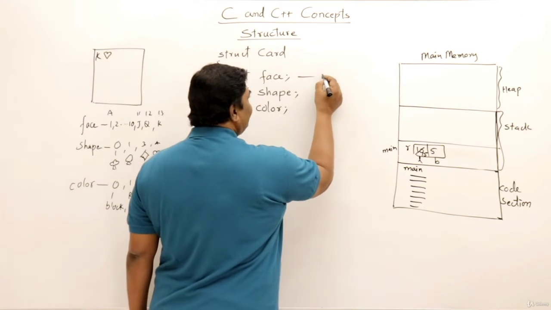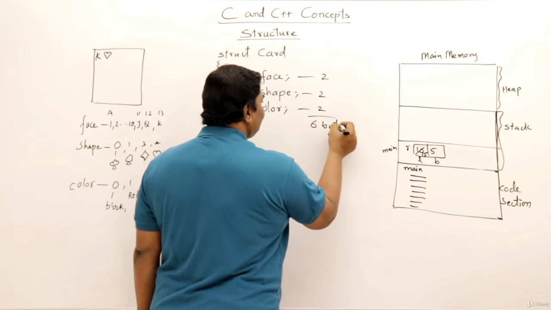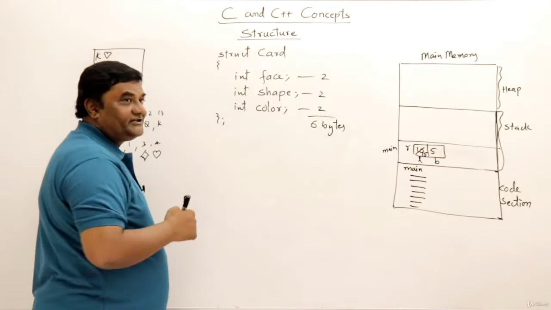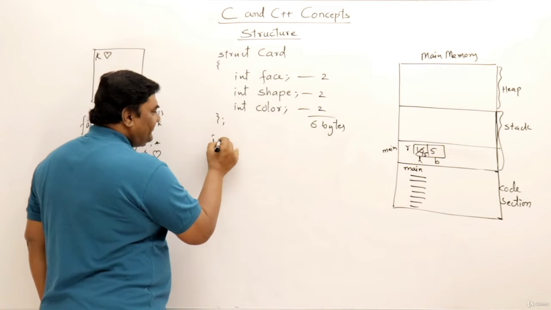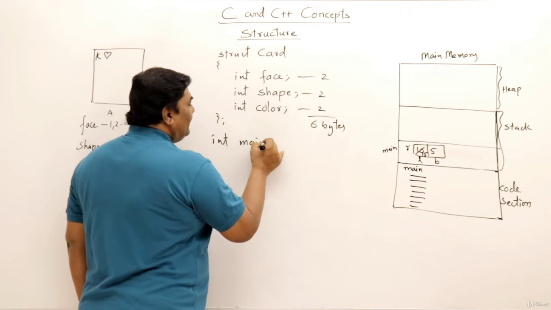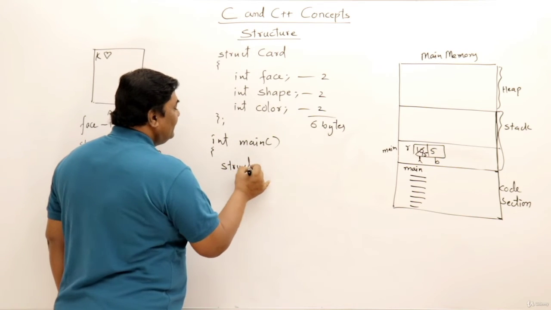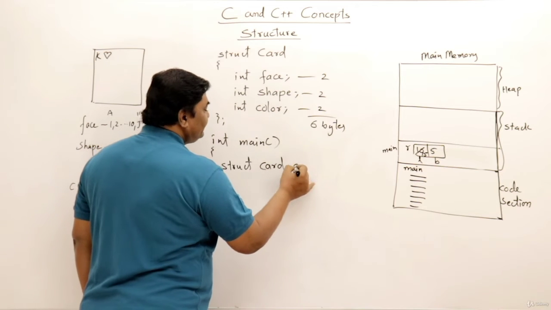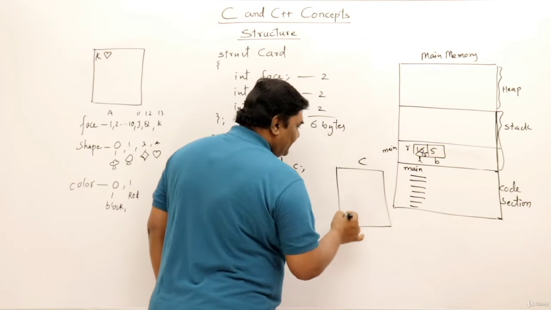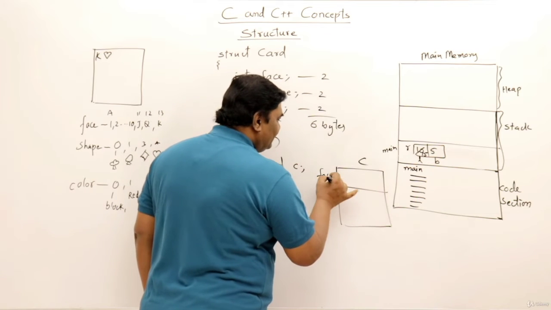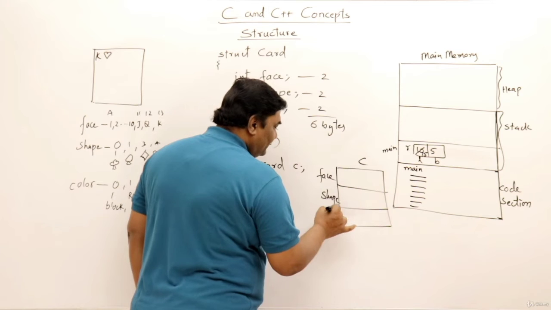Now how much space is it taking? Suppose I say integer is taking 2 bytes, so a total of 6 bytes of memory it is taking. This is just a definition of a card. Now let us declare the variable. So inside the main function, if I declare a variable of this structure type, I can have a playing card, struct card, and just C. Now this C, how will it occupy the memory? It will have 3 members. First one is face, and the second one is shape, right? And the third one is color.